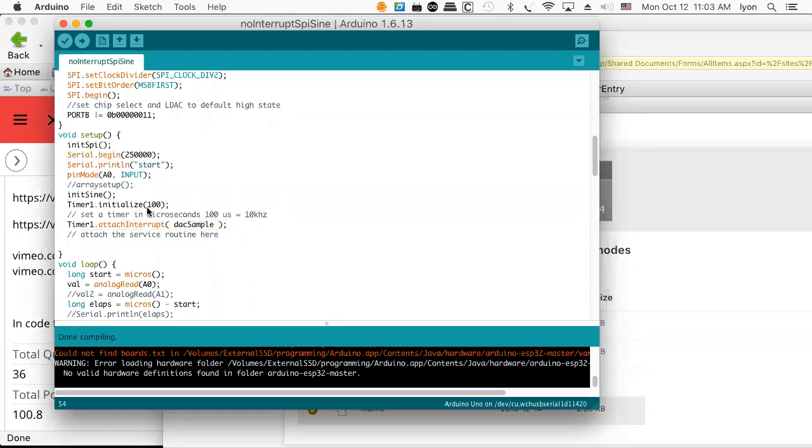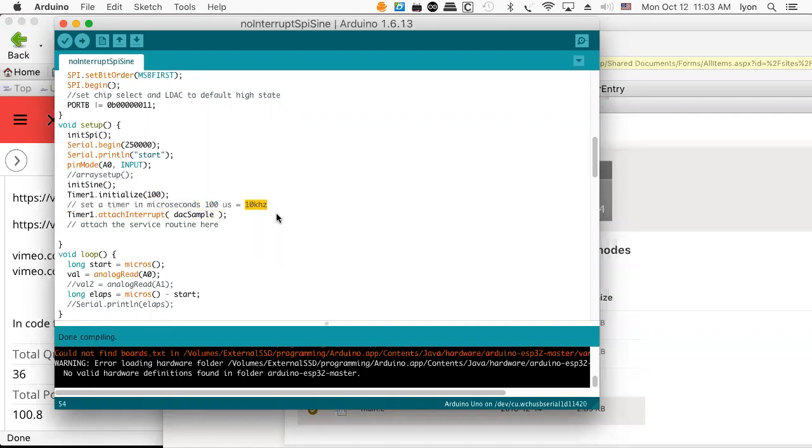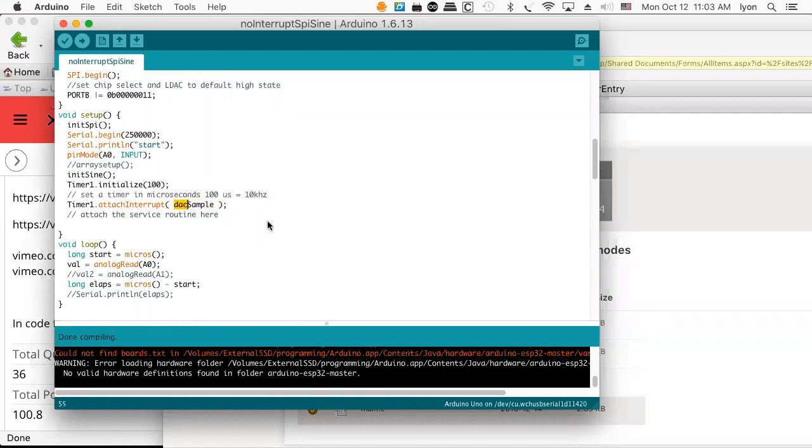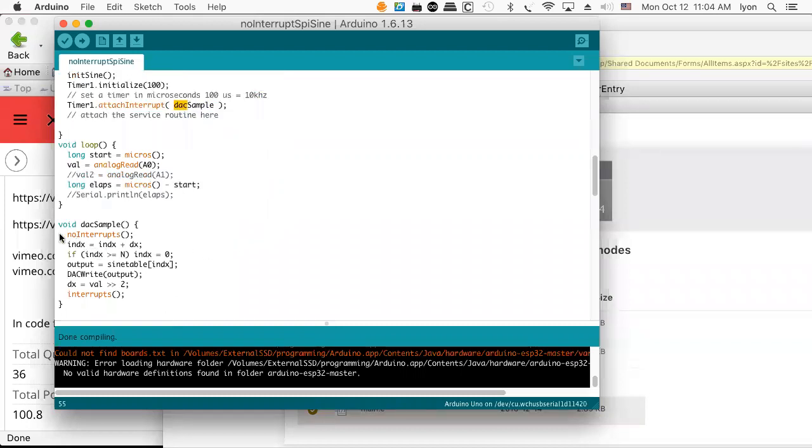In any case, sampling every 100 microseconds means sampling at 10 kilohertz. And then what I did was I attached this so-called DAC sample. In DAC sample, I started by saying, okay, I'm sampling during an interrupt, and the last thing I need is for something else to interrupt me during the sample. So I called noInterrupts, and that blocks out all the other interrupts that might occur so that I can focus on getting this sample done once every 100 microseconds.